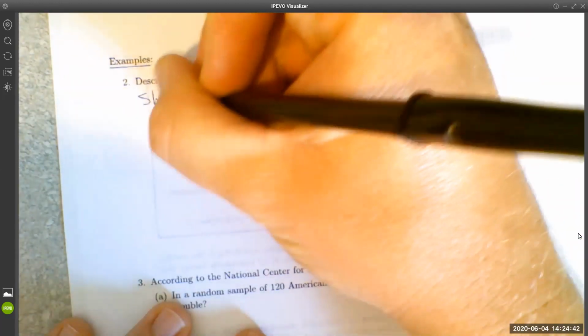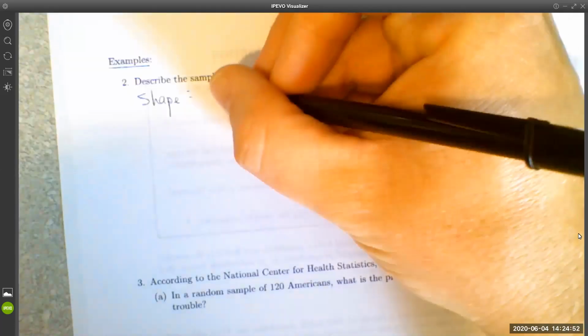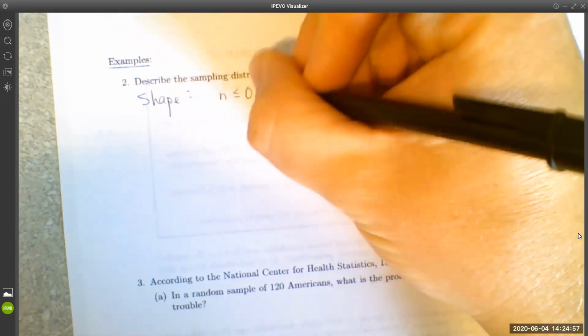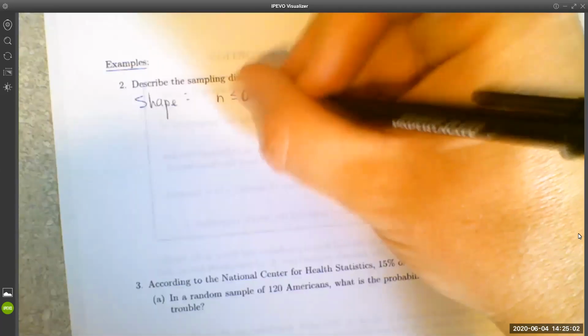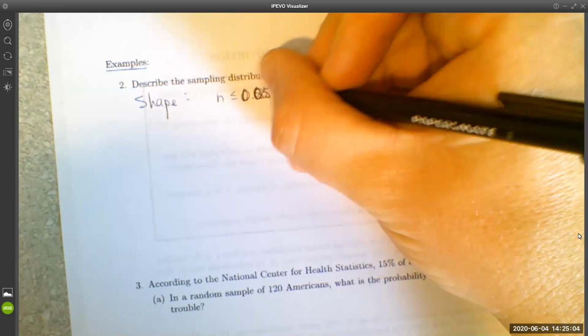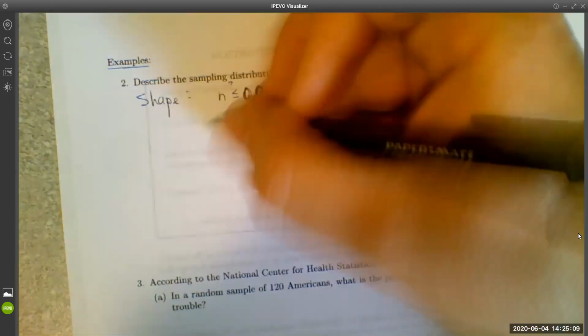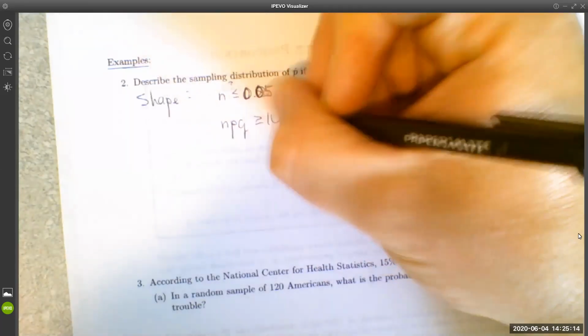the distribution. As far as the shape is concerned, we know from the results on the previous page that the shape is going to be normally distributed, provided that those two conditions are met. Those conditions were, first, our sample size needs to be less than or equal to 5% of our population size. So that's condition 1. We want to know if this is true. And the other condition is that n times p times q needs to be bigger than or equal to 10. So we want to test both of those.